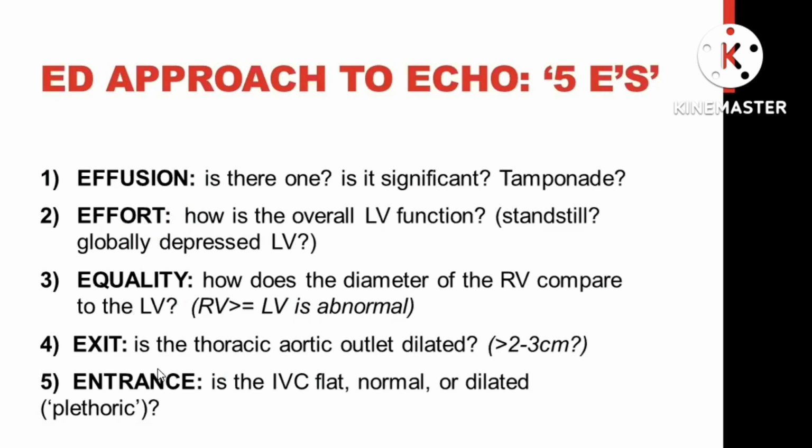Equality, you will check the right and the left. Normally, the right ventricle and the left ventricle are different. Exit, you look for the thoracic aorta, especially the outlet, for aneurysm, and the entrance, the IVC. Was it collapsed, was it plethoric, or was it normal? So these are the 5 questions you need to ask in basic echo. These are very basic things, but they can determine the life of the patient.